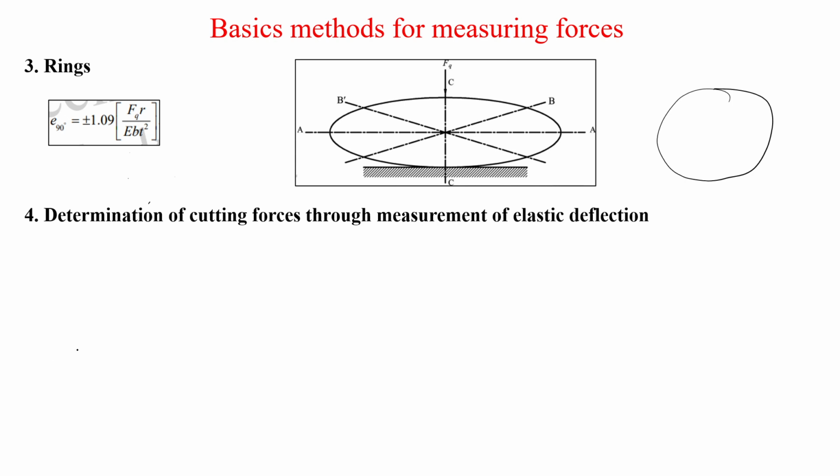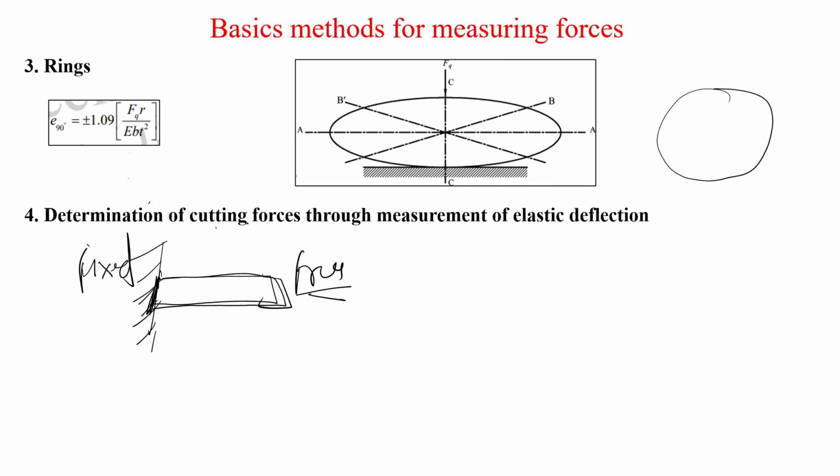Now one more method is the determination of cutting forces through measurement of elastic deflection. For example, there is some cantilever. A cantilever is a type of beam in which one end of the beam is fixed. This is any beam; it can be a cylinder or a rectangle, anything. One end is fixed, it cannot move, and one end is free, which can move. So when I apply a force, for example F, this is visible, right?